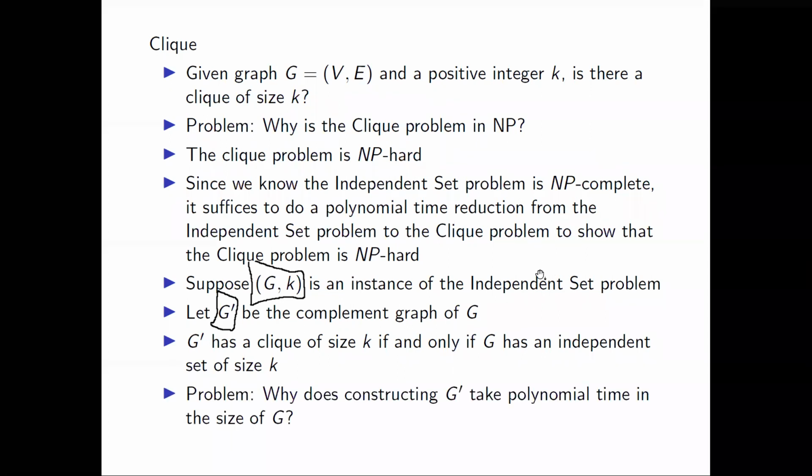And I'll leave this part as a problem to you though. Why does constructing the complement graph G prime take polynomial time in the size of G?